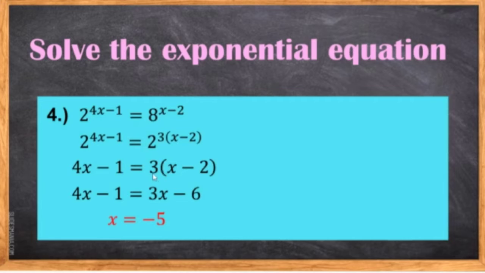So, using the distributive property, 3 times x is equal to 3x, negative 2 times 3 is equal to negative 6. So, transposing, 4x minus 1 is equal to 3x minus 6. So, 4x minus 3x is equal to x. Negative 6 plus 1 is equal to negative 5. So, the final answer is x is equal to negative 5.